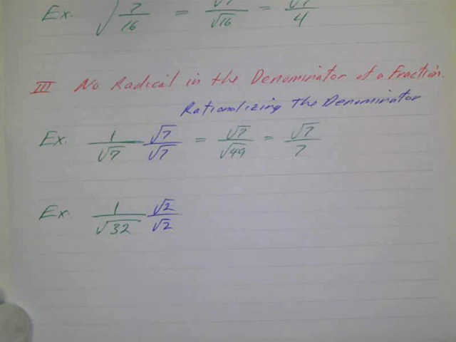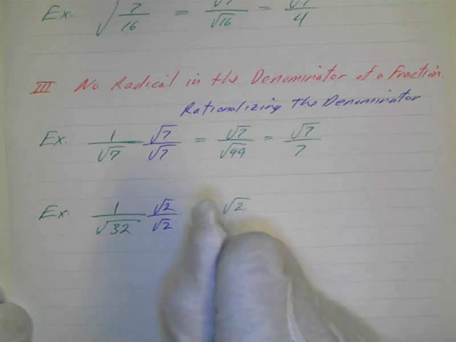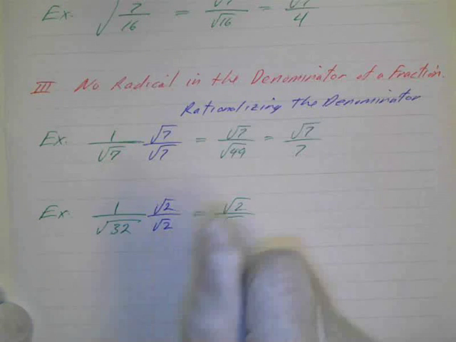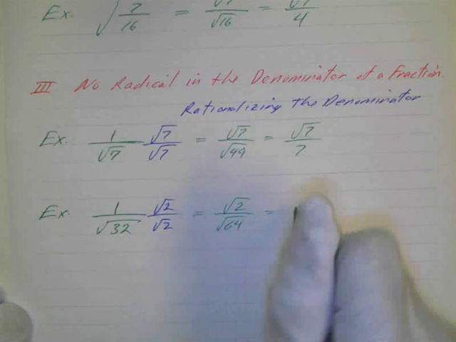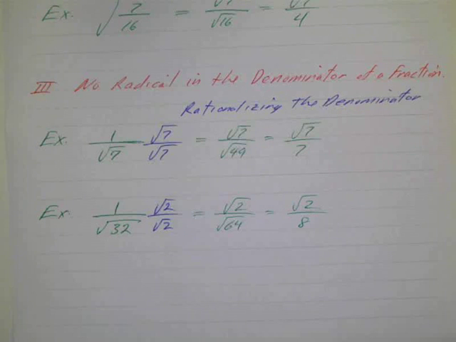So when we do that, we multiply this. We have on the top 1 times the square root of 2 is the square root of 2. On the bottom, we've got the square root of 2 times 32 is 64, which is just 8. So it's just the square root of 2 all over 8. So those are your three no-nos, and those are kind of simple examples. So I hope that kind of makes sense.